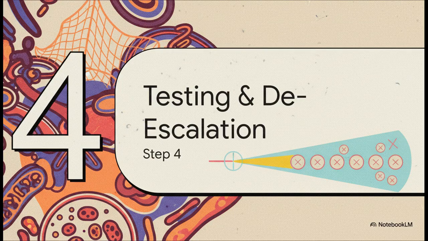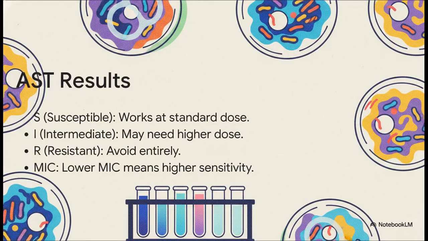Section 4. Testing and de-escalation. All right, our empirical phase is officially over. Those lab results from the cultures we took on day 1, they've finally returned, which means we can pivot from casting that broad net to using a highly precise sniper rifle. So the lab has grown the bacteria and run what we call antimicrobial susceptibility testing, or AST for short.